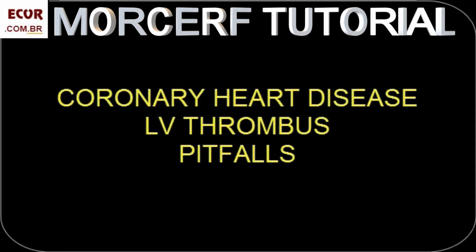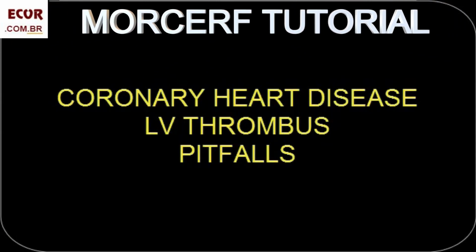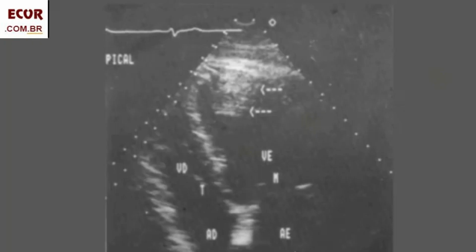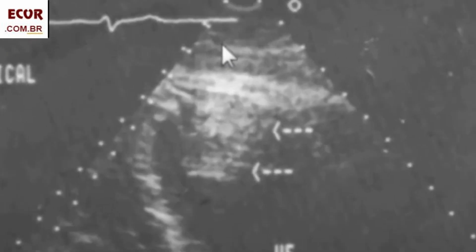Let's see the pitfalls that may happen when we diagnose thrombus in the left ventricle. One of the more common is this aspect we see here, a reverberation from this area. This produces reverberations within internal layers that makes this kind of reverberation with several layers. This kind of reverberation gives a false impression of an apical thrombus.